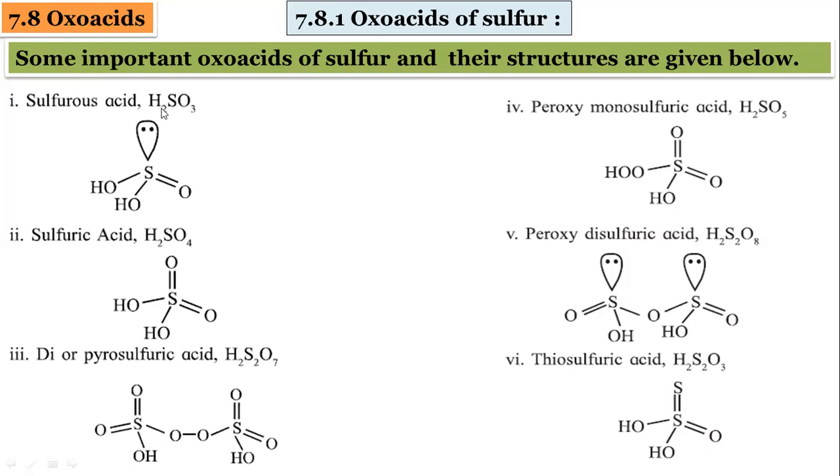So we have to remember the name. H2SO3 is sulfurous acid and H2SO4 is sulfuric acid. See the difference between sulfurous and sulfuric acid: one oxygen is extra. See OH, OH, and this structure is the same. OH, OH and the double bonded oxygen, the structure is the same. Instead of this lone pair, another oxygen is there. So this is the structure of sulfuric acid. We have to practice these structures, then we will remember.